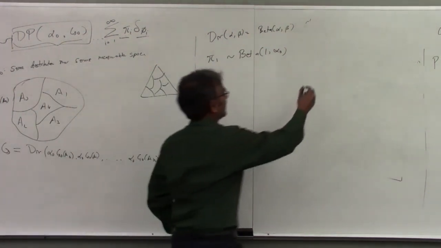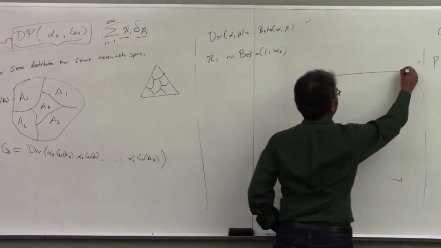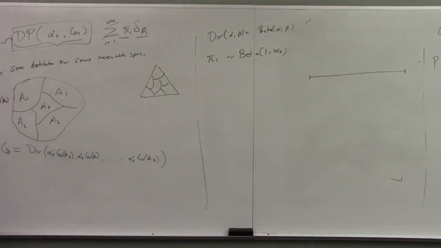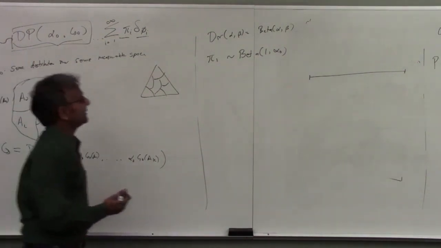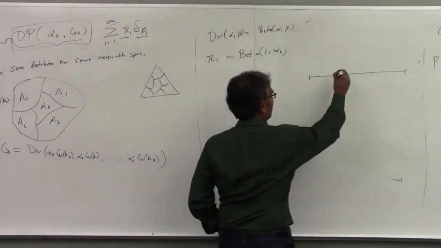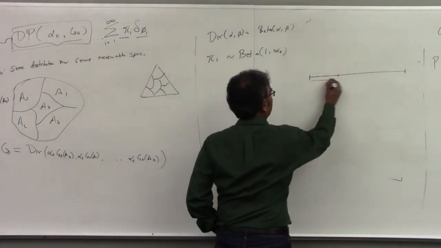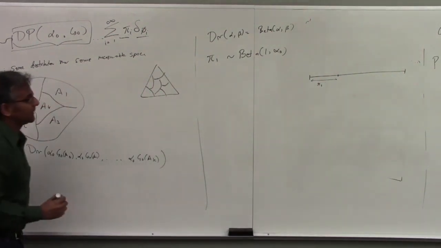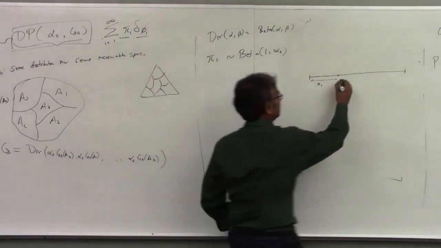Okay? So I'm going to draw a stick here. Let's say the stick is of unit length. So if I draw pi 1 from here, what's going to happen is that you can think of it as putting a dot in a particular location here. And this length is pi 1. Okay? And what's left is 1 minus pi 1.